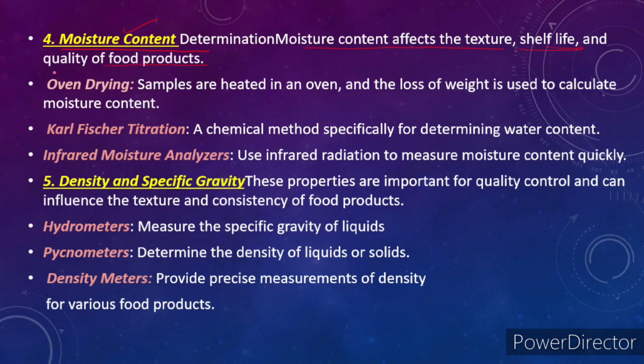In moisture content, we will see oven drying. Here the samples are heated in an oven and the loss of weight is used to calculate the moisture content. Karl Fischer titration is a chemical method for determining water content. Infrared moisture analyzers use infrared radiation to measure the moisture content quickly.